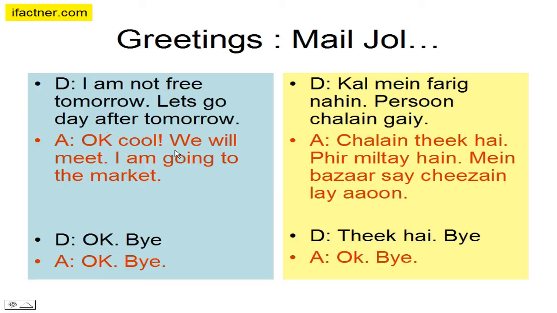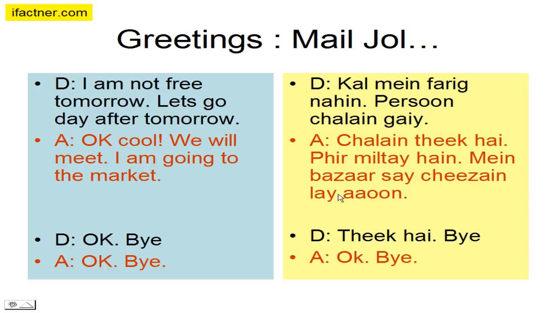Okay, cool. We will meet. I am going to the market. चलें ठीक है. चलें means okay, cool. चलें ठीक है. चलें means to walk. चलें ठीक है is used in the sense of okay, that is good. फिर मिलते हैं. फिर then, मिलते means meet, हैं is. फिर मिलते हैं, we will meet.